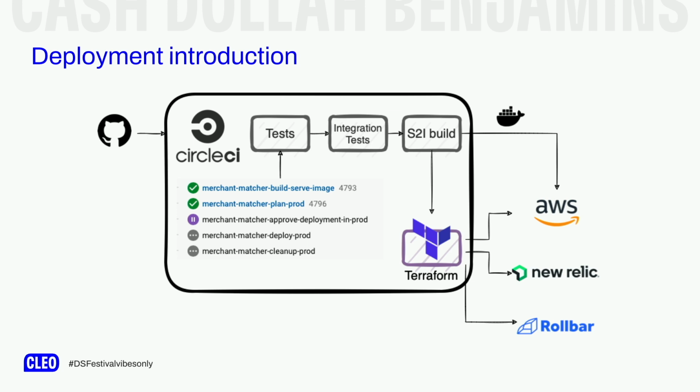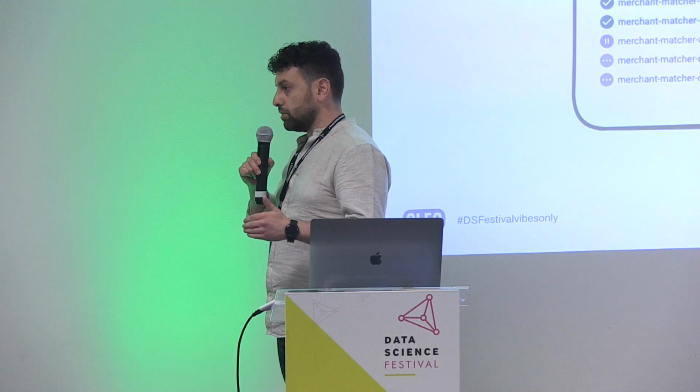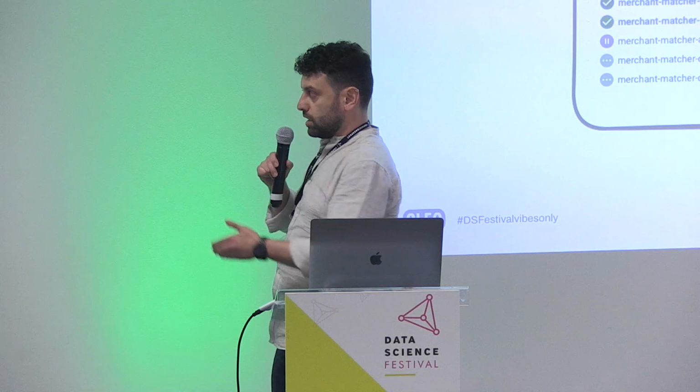We are using S2I build in order to build our Docker images. S2I is a tool that enables the possibility to inject some source code inside a builder image and to build another image. That is the one that we are using during serving. We have AWS as a hosting solution, as I mentioned before, and we're using Terraform in order to deploy the resources, both on AWS, that is our cloud provider, but also on New Relic and Rollbar, that are our monitoring tools of reference.